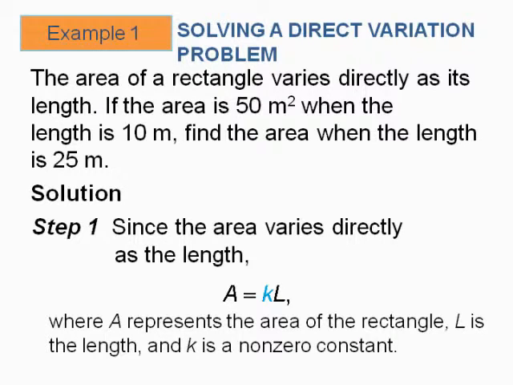So here we go, our first example, solving a direct variation problem. The area of a rectangle varies directly as its length. If the area is 50 square meters when the length is 10 meters, find the area when the length is 25 meters. All right, so what we want to do first, step 1, is set up our model. It says since the area varies directly as the length, we can say that A equals K times L here. So we've got direct variation involved.